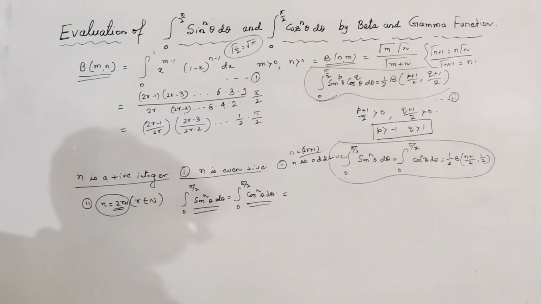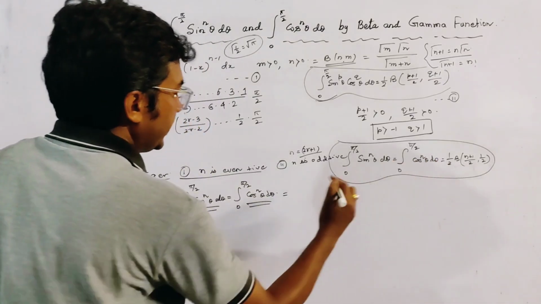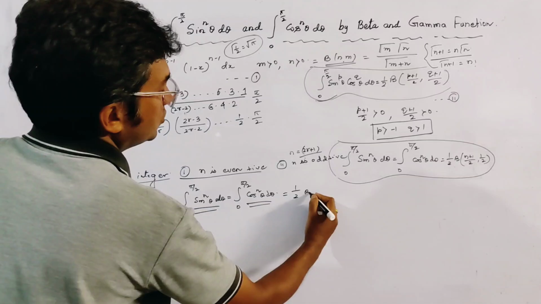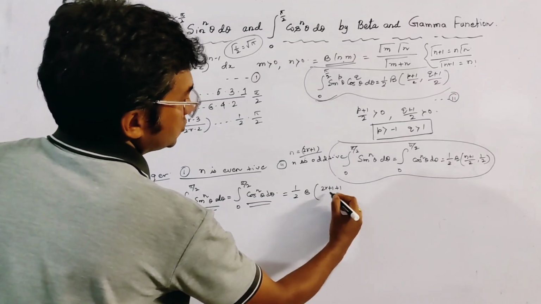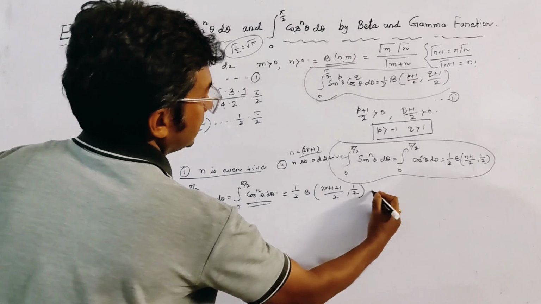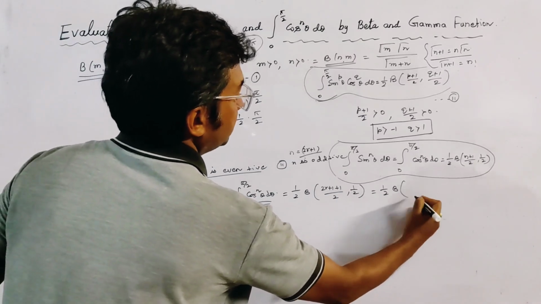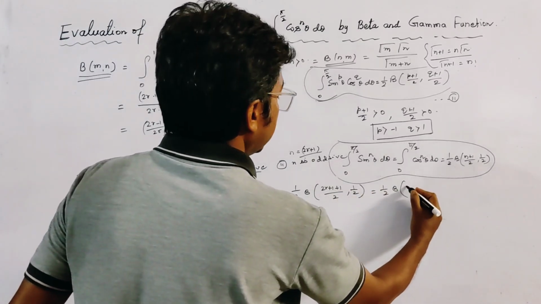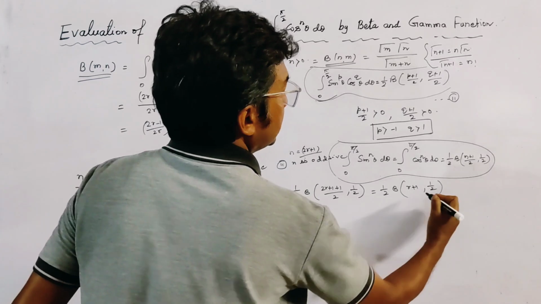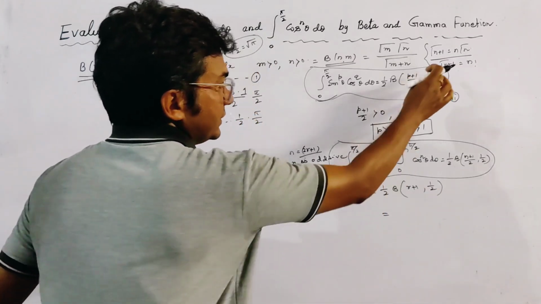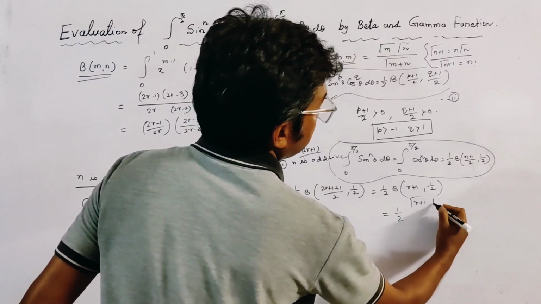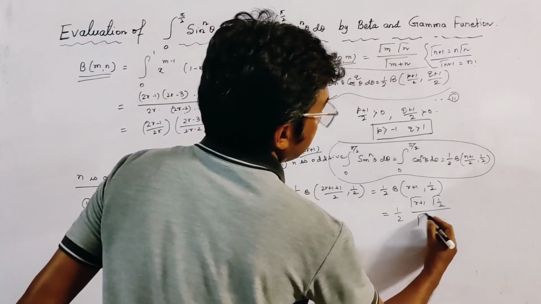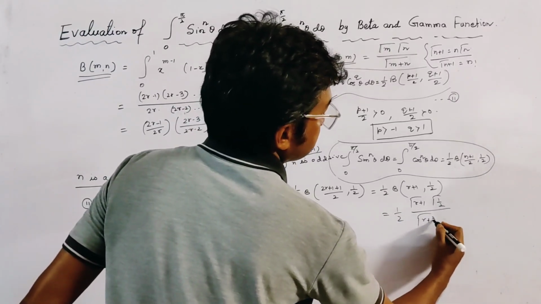And from this relation we get this is equal to half into beta of 2r plus 1 plus 1 by 2 comma half. And this is half into beta, this is given by r plus 1 comma half. And using this relation we get half into gamma r plus 1 into gamma half by gamma r plus 3 by 2.